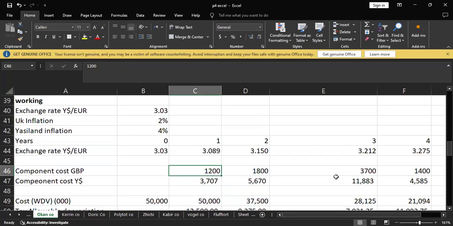Now, if we talk about the component cost, guys, what was the component cost? Can you tell me, guys? In the GBP, this was given as 1200, 1800, 3700, and 1400. Yes, it was given. Now, what will happen? You cannot put these pounds figures because you are making your data in the YS. So we now have the conversion rate. This was YS over euro, and this 3.03 was YS over euro or YS over dollar.